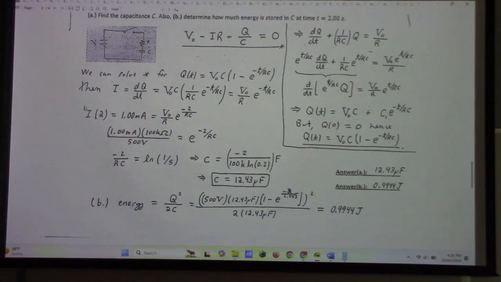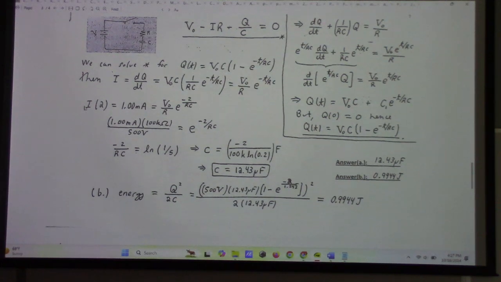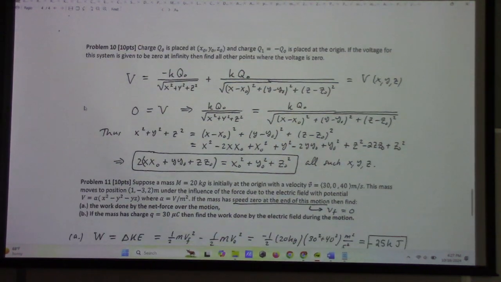I did ask for the energy stored in the capacitor at time 2 seconds. So to be reasonable, you'd have to figure out what's the voltage stored in the capacitor at time 2 seconds. 1/2 C times that voltage squared would have been the energy, not the 500 volts. 500 volts is the total voltage applied. That's not the relevant voltage to figure out the energy in the capacitor. I know that'd be nice since you actually have that number to work with, but that's not how it goes.